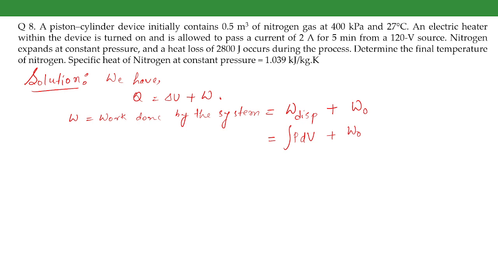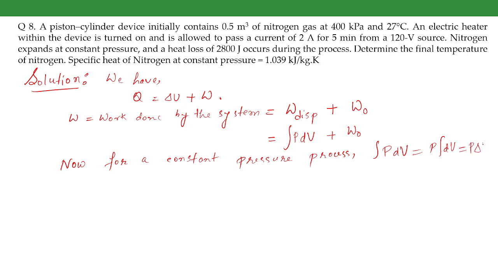Okay, so I am taking that for everybody it is quite clear how we write the displacement work as integration of P dV. Now for a constant pressure process, the pressure is constant, right? So it can be taken out of the integration. So integration of P dV can be written as P times integration of dV, and the integration of dV over the entire change in volume can be written as P delta V. Okay, so this is the displacement work for a constant pressure process.